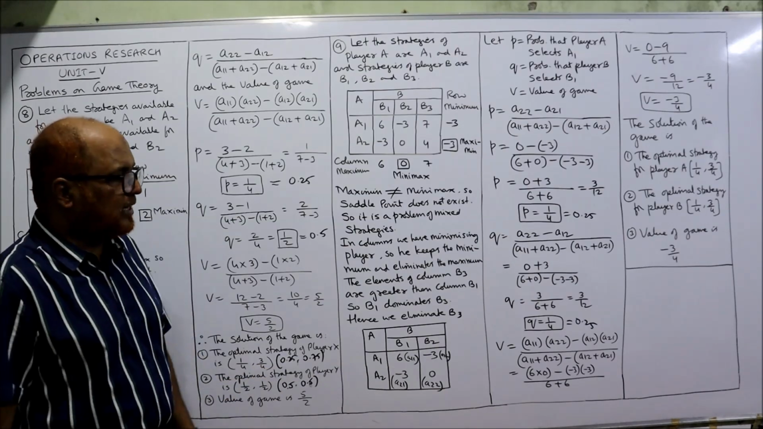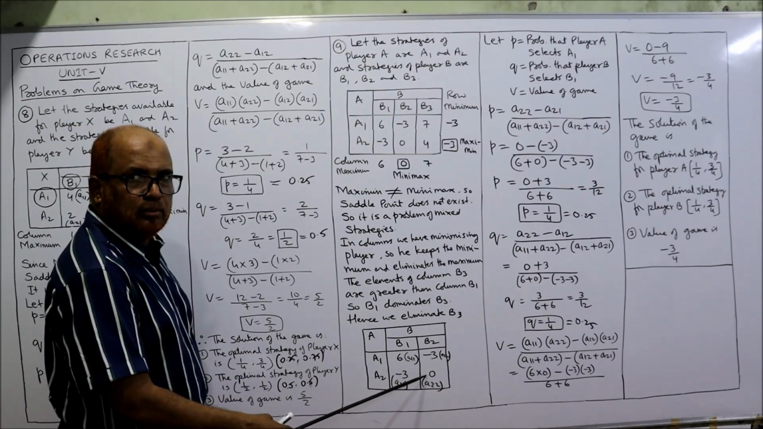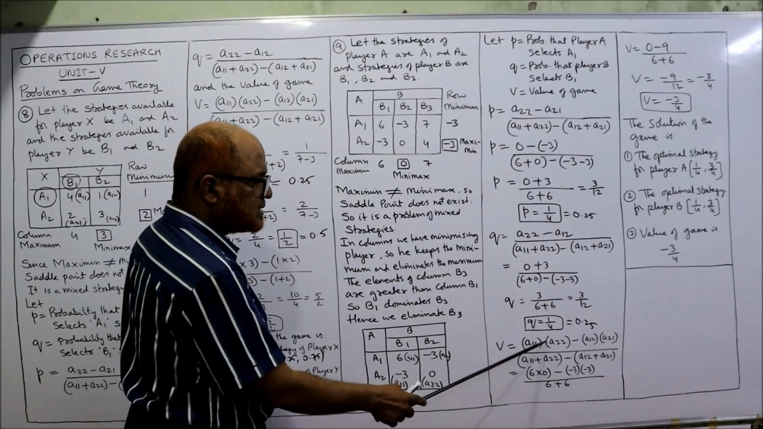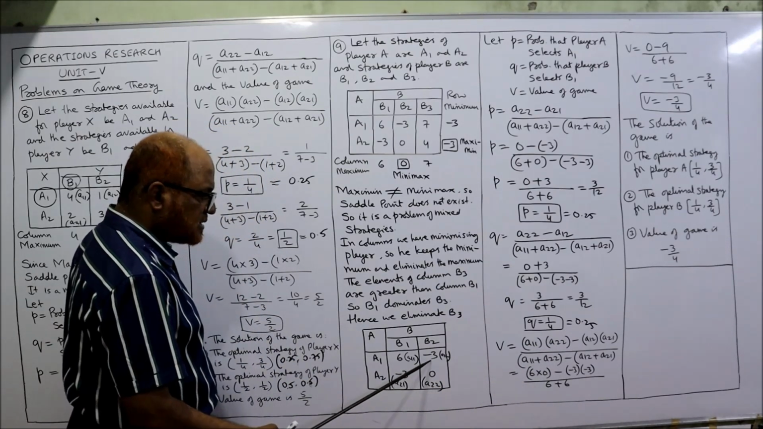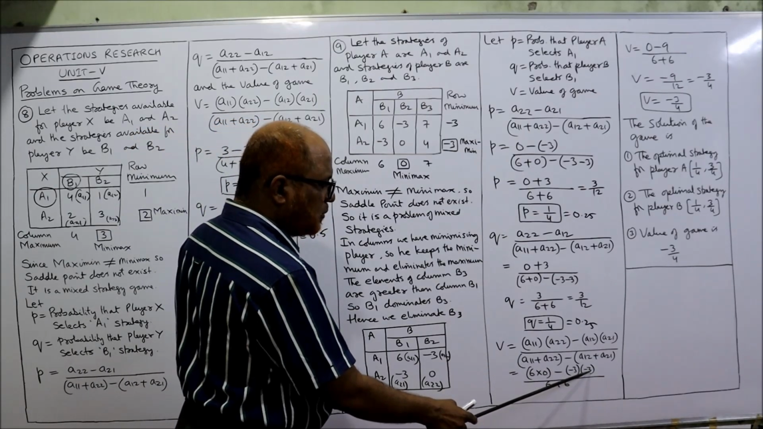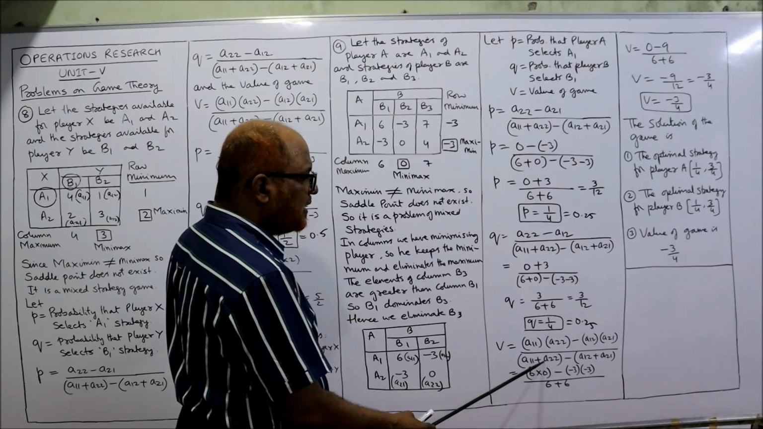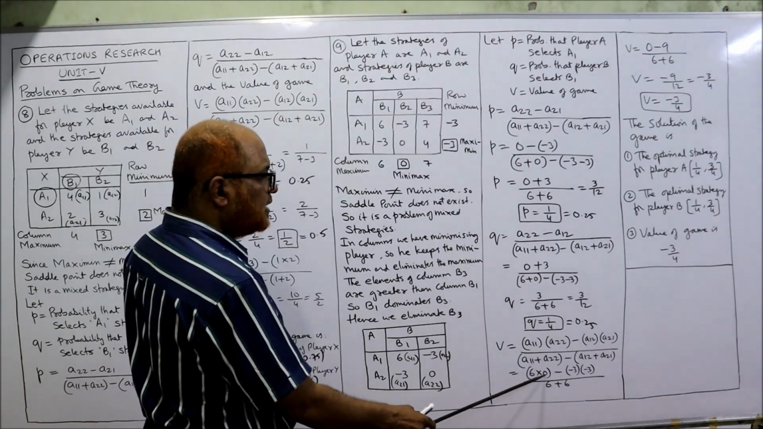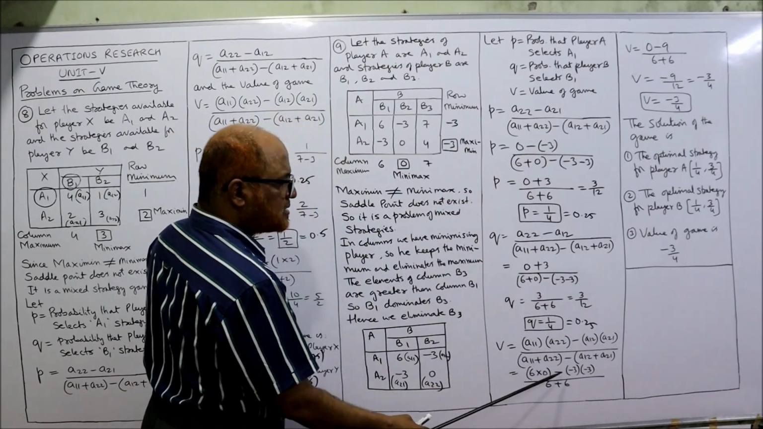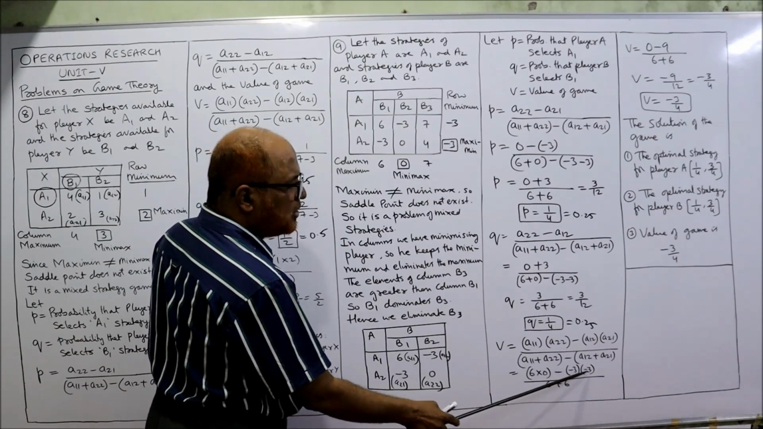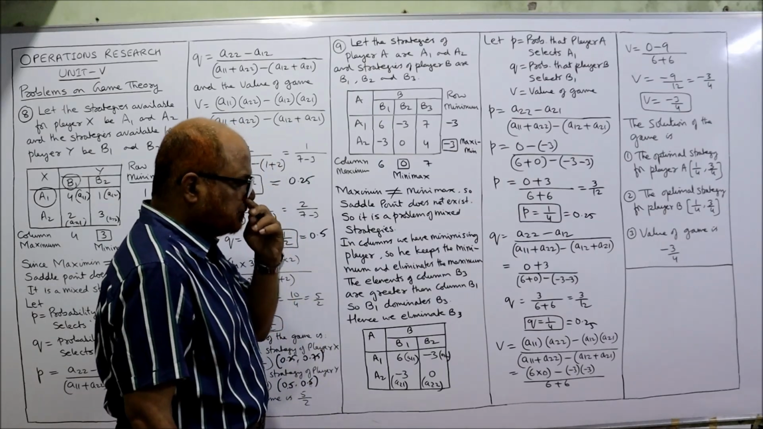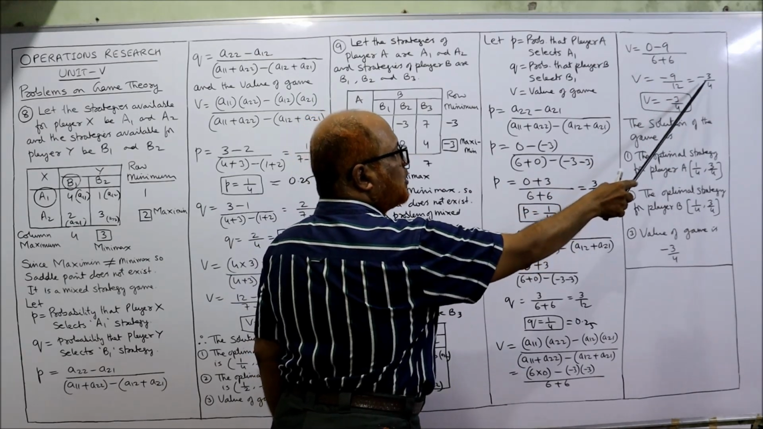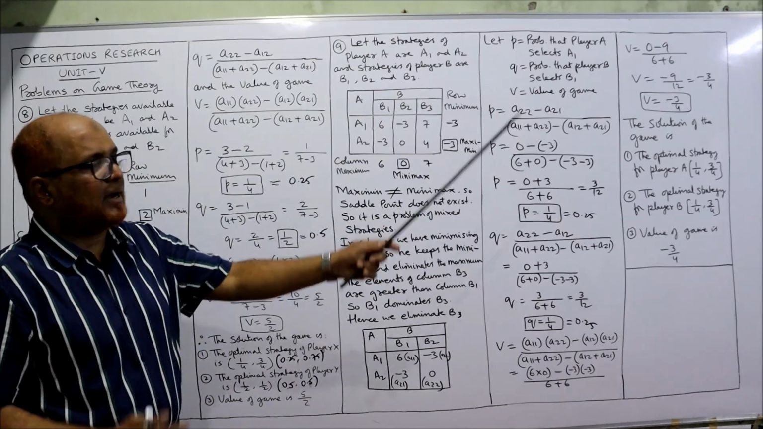Now V, value of game. So A11 into A22 minus A12 into A21, so 6 into 0 minus A12, minus 3 into minus 3. First of all, denominator will remain same, 6 plus 6. Denominator will remain same for all the 3. Now 6 into 0 is 0. Then minus, minus 3 into minus 3. So minus into minus will become plus. 3, 3 is a 9. So minus 9. Right? So 0 minus 9 is minus 9. 6 plus 6, 12. So minus 3 by 4. The value of game is minus 3 by 4.